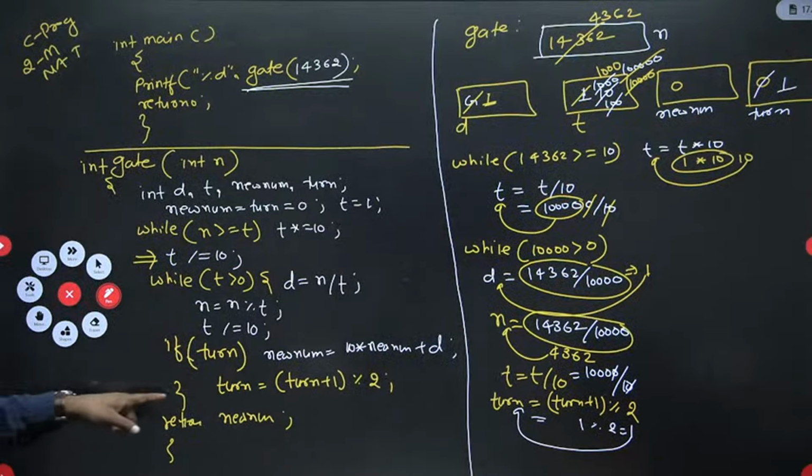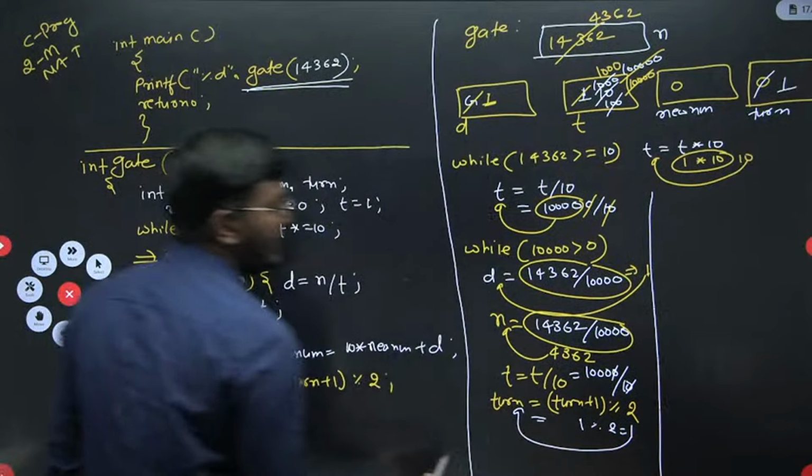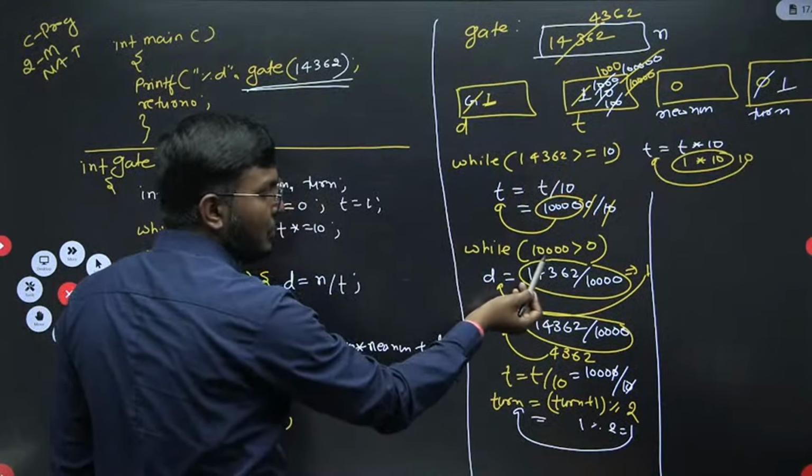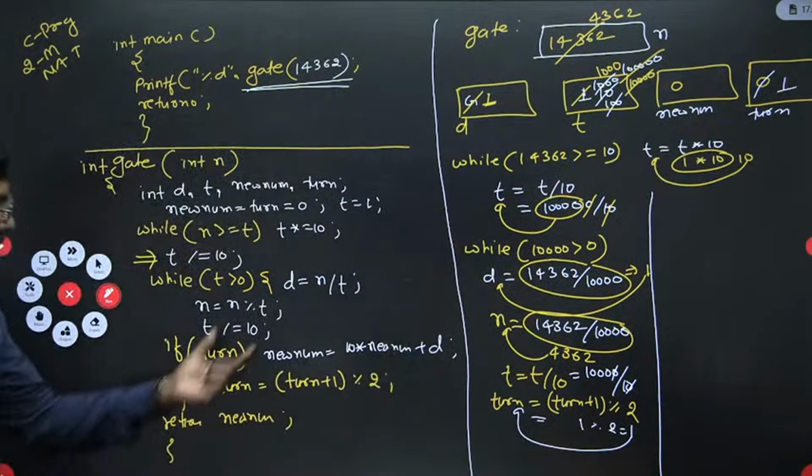Now as soon as you see the close bracket, go and perform the while loop again. So what is this while loop condition? Again see, while t is greater than 0. What is the t value? The t value is 1,000 only. So the condition is true. If it is true, then simply perform this d.